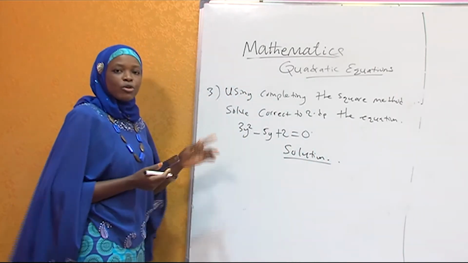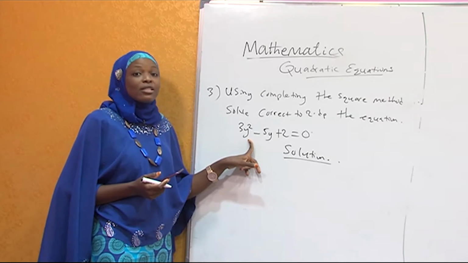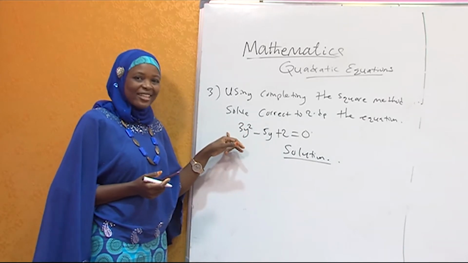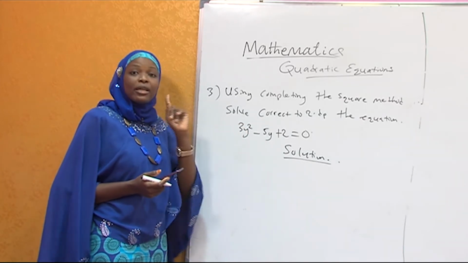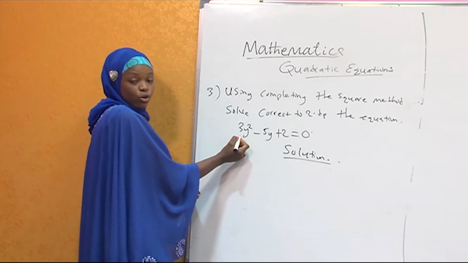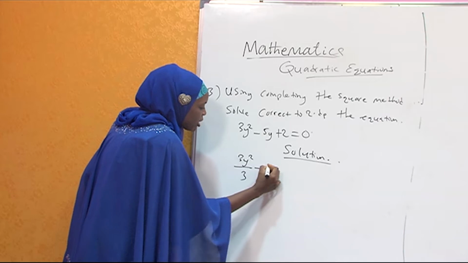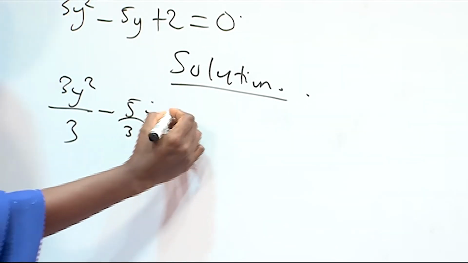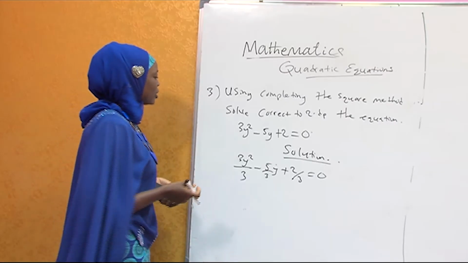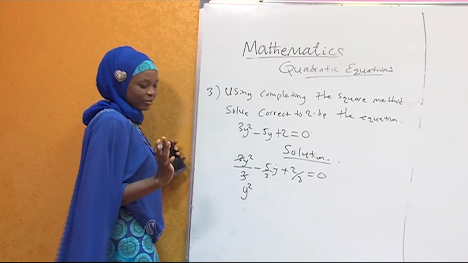The first thing you take note of when you want to use completing the square is to make sure that the coefficient of the squared part is equal to 1. Looking at this question, the coefficient of y squared here is 3, which is not equal to 1. So we have to make it 1. To do that, we divide all through by this coefficient, which is 3. So dividing all through by 3, you have y squared minus 5 over 3y plus 2 over 3 all equals 0. If you do 0 divided by 3, it will still give you 0. So this will now cancel. Now we have the coefficient of y squared to be 1.